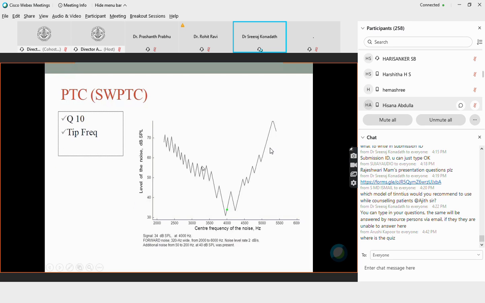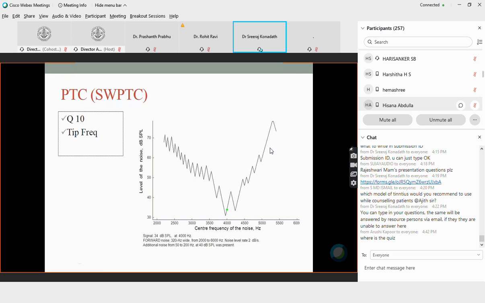Q10 indicates the sharpness of the tuning curve, and tip frequency is the frequency of the tip. Here you can see it is almost close to 4000 Hertz, as this test was done on a normal individual. If you get a broadened Q10, that indicates there is some definite OHC damage, outer hair cell damage. If the tip frequency shifts from a particular frequency, that generally indicates more of an inner hair cell damage.